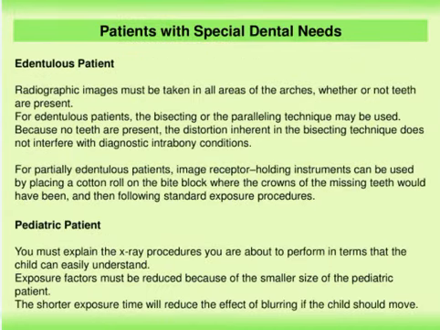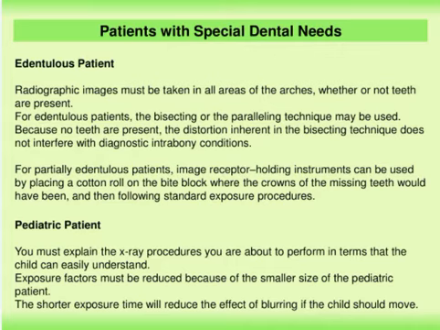The next thing is about the dental needs patient. Dental needs patients can be edentulous patients, pediatric patients, or endodontic patients. Edentulous patients don't have teeth. So, when you take the radiograph, you might have to use some extra support like a cotton roll. For completely edentulous patients, you can use either of the techniques, bisecting or paralleling.